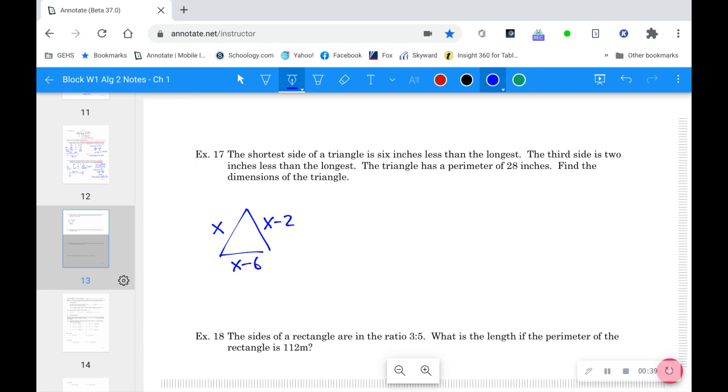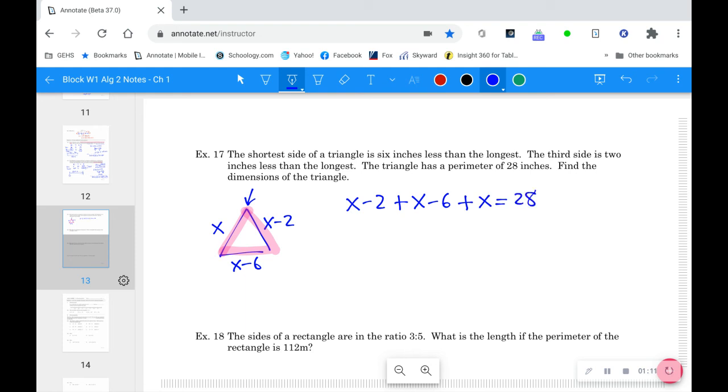I'm going to start with the x. I'll start at the top and work clockwise. So here's the first part of the perimeter. Actually, it tells us the perimeter is 28, so I'm going to put 28 at the end there. x minus 2, I've done that side so far. And I'm going to come across here, so plus the x minus 6. And then finally, we're going to go back home, so plus another x. And that perimeter is equal to 28.